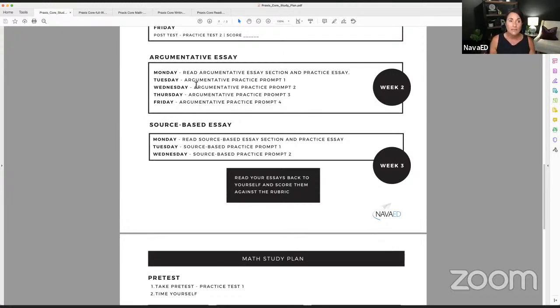However, if you can get those extra points in the grammar, it'll help pull you along in the essay. The good news about Praxis Core is that the writing is a combined score of essay and the multiple choice. So get those points where you can.